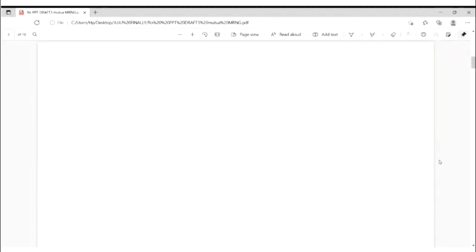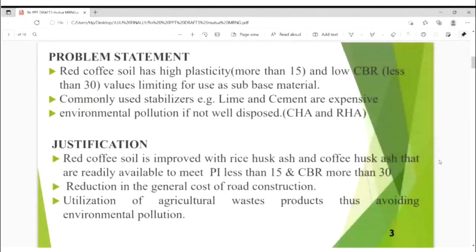Problem statement: red coffee soil has high plasticity, a PI of more than 15, and a low CBR of less than 30, values limiting its use as a sub-base material. Commonly used stabilizers are lime and cement, which cause environmental pollution if not well disposed of.